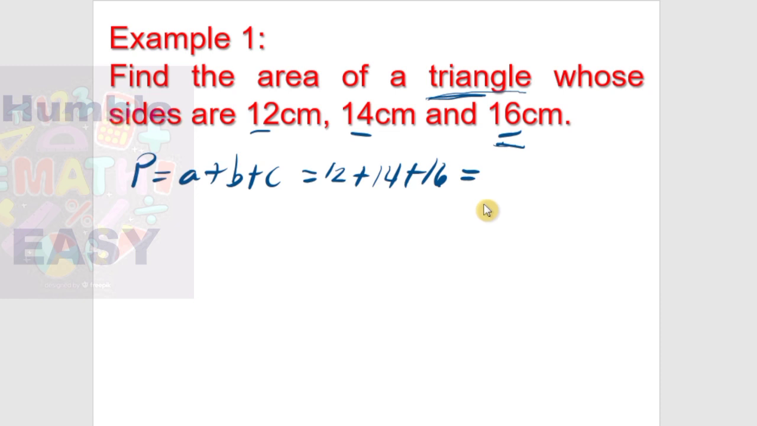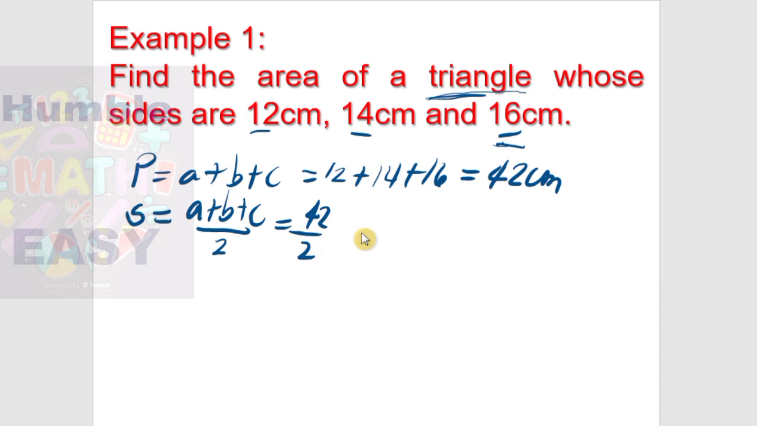So we come up with 42 as the sum, 42 centimeters. We now have S, the semi-perimeter, A plus B plus C all over 2. We have 42 divided by 2, and we come up with a semi-perimeter of 21.